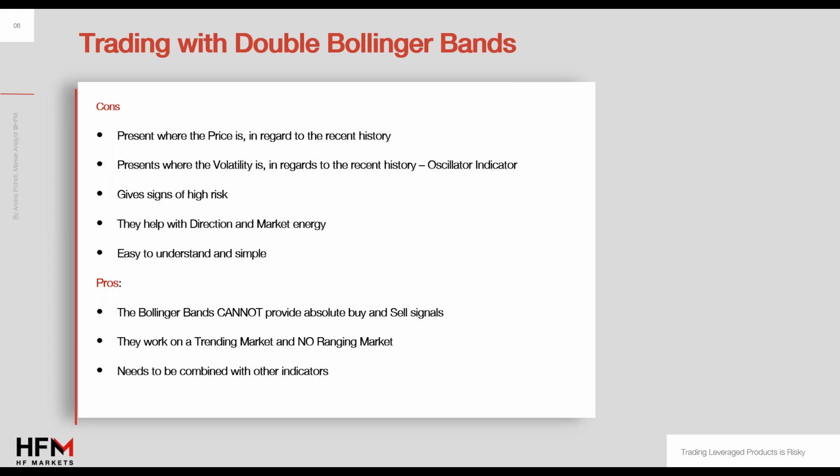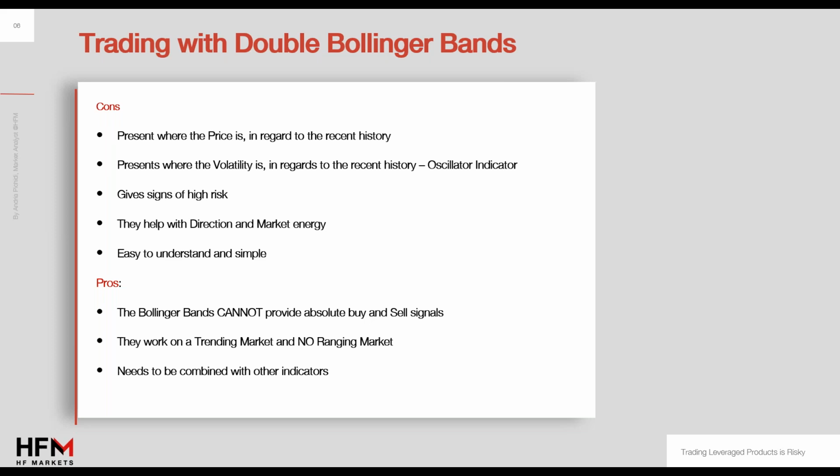It gives signs of high risk. So if we observe Bollingers and we get a sign of very high or even extreme volatility, that means high risk as well. They also help us identify direction and the market momentum, or otherwise energy. They're very easy to understand and straightforward, but they have some disadvantages as well.